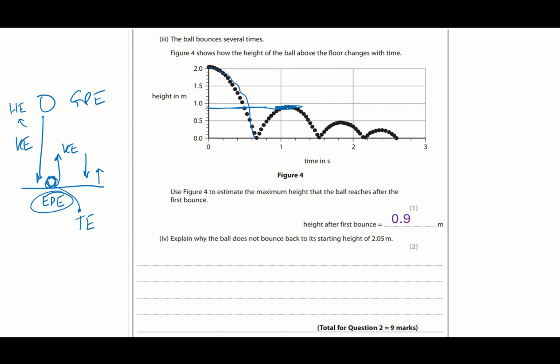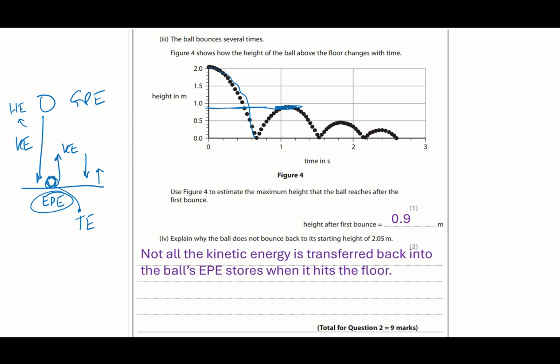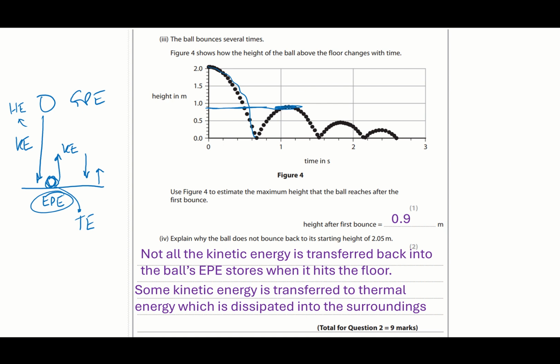So we've just said it's this basic idea. Not all the kinetic energy is going to go into elastic potential energy in the ball. Therefore, not all of that will go back into kinetic energy. So we're going to lose some through thermal energy. And it's that key thing that's dissipated into the surroundings. So not all the kinetic energy is transferred into the ball's elastic potential energy store when it hits the floor. Some of that kinetic energy is transferred to thermal energy, which is dissipated into the surroundings. And there you go. That's that question done. Question 2 is a nice simple one for you.